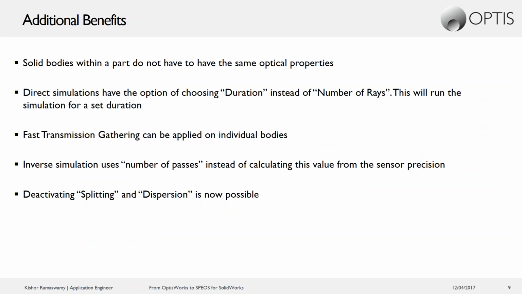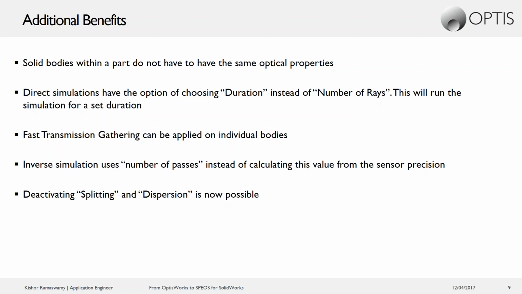Some additional benefits that I think are worth noting. There is a long list of differences that I will go through. I'll go through some of them, but there is another document that contains all of the changes that have taken place. But these are benefits that I think are worth noting. So the first is something that I've mentioned already. Solid bodies within an individual part do not have to have the same optical properties. So we can apply specific properties to every body within a part.